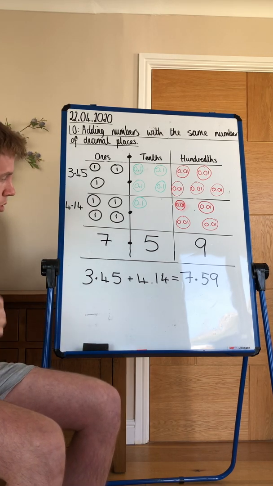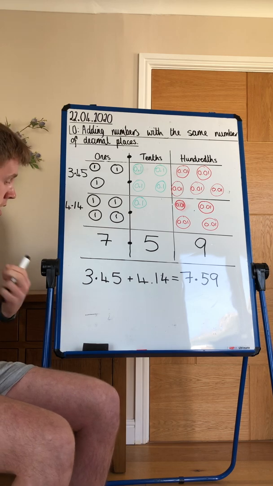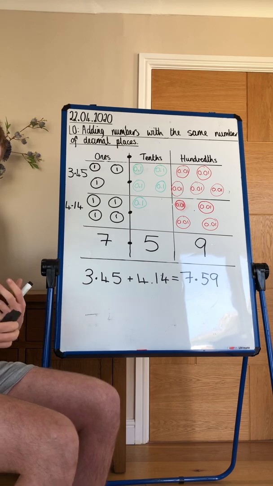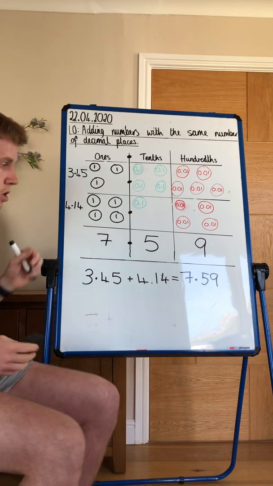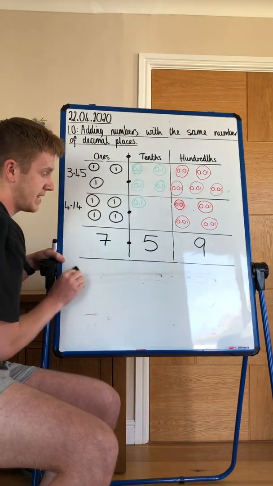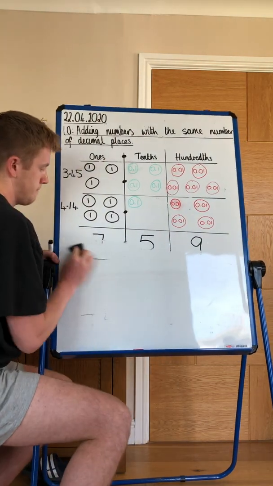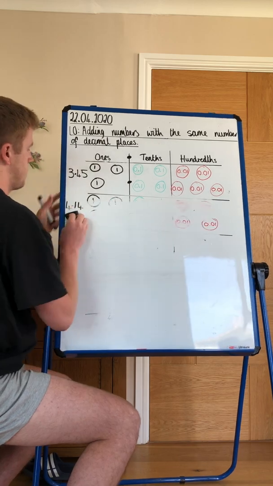Okay, so that is how we add numbers with the same number of decimal places using a place value column. Now, what we're going to do now is add numbers with the same amount of decimal places using the column method. So you all remember how to use the column method when adding whole numbers. It is exactly the same, okay? So, let me rub this off.